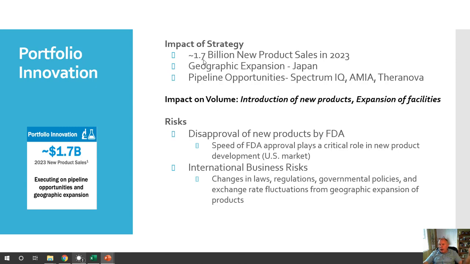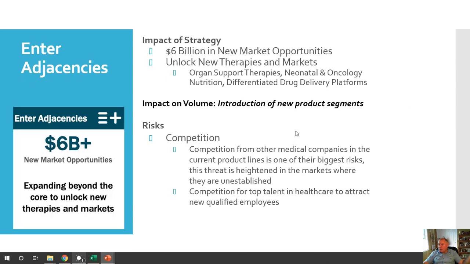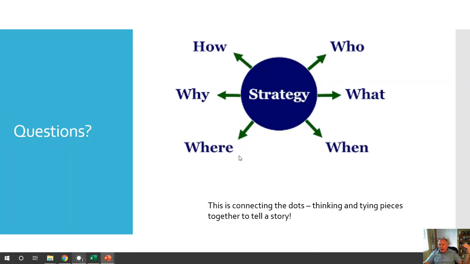But this is what they want to do. New product sales in 2023, $1.7 billion. They got that. This one, enter adjacencies. They think there's $6 billion in new market opportunities. And they define what it is, the risk. Top talent, competition for top talent to attract newly qualified people. So there's a couple of examples of what we found. This is what in Project 2 you're going to have to be looking at.